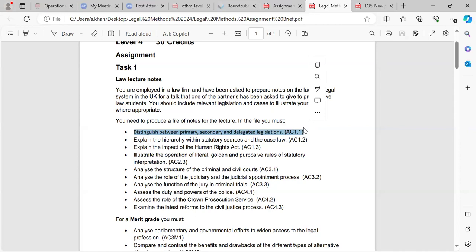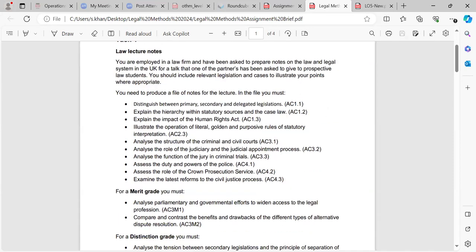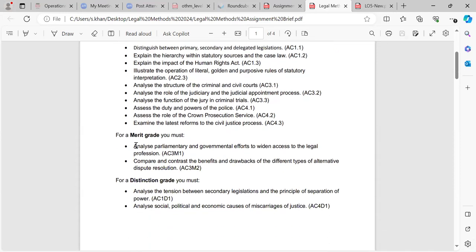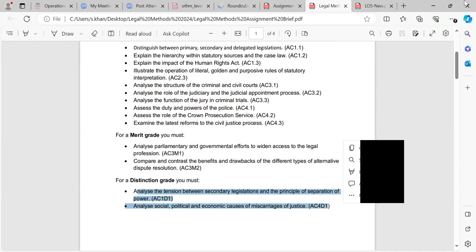So when you do the first part, within task one you've got 1, 2, 3, 4, 5, 6, 7, 8, 9, 10. Ten things to do, and you will have 10 headings. Now, that is for a pass mark. If you want to get a merit and distinction, you need to do two of these for a merit, and then two of them to gain a distinction. And this is only for task one.